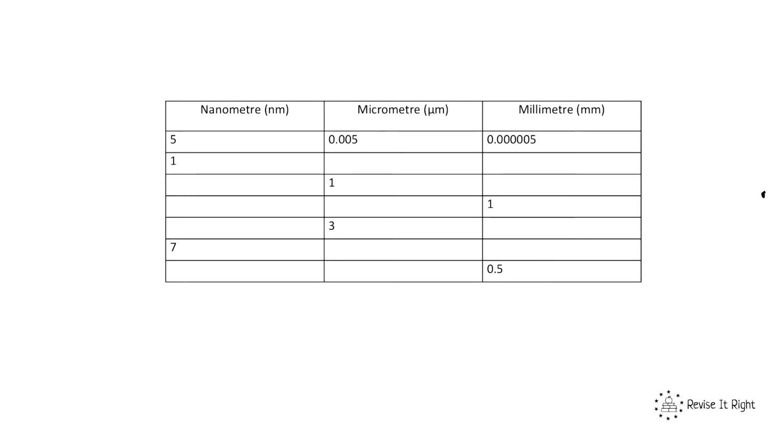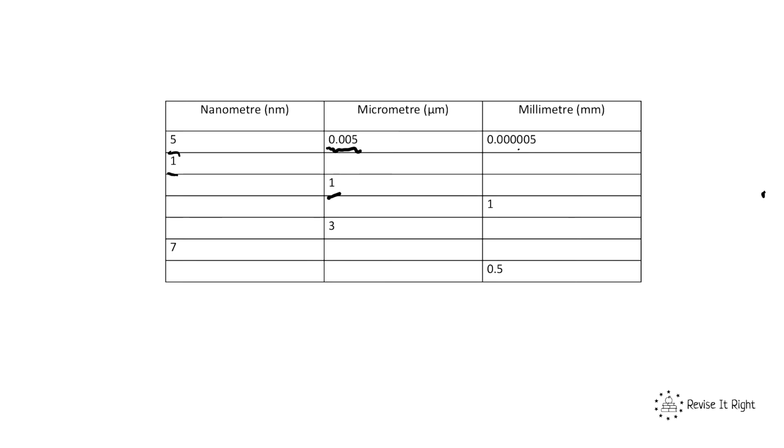So I want you guys to have a go at converting these units. We've done the first one for you. So we've converted 5 nanometers to 0.005 micrometers and 0.000005 millimeters. I want you to have a go at converting the rest. So convert 1 nanometer to micrometers and millimeters, 1 micrometer to nanometers and millimeters, and so on.